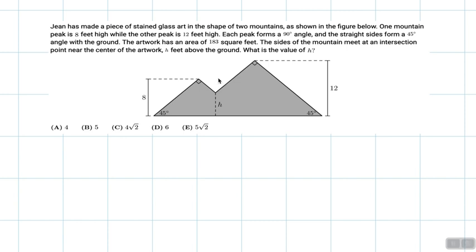Jean has made a piece of stained glass art in the shape of two mountains, as shown in the figure below. One mountain peak is 8 feet high, while the other peak is 12 feet high. Each peak forms a 90-degree angle, and the straight sides form a 45-degree angle with the ground. The artwork has an area of 183 square feet. The sides of the mountain meet at an intersection point near the center of the artwork, h feet above the ground. What is the value of h?